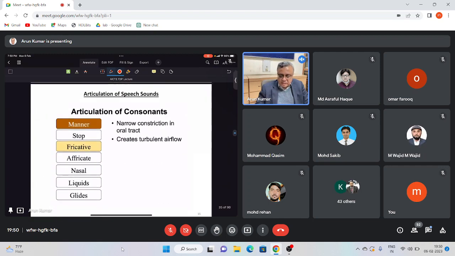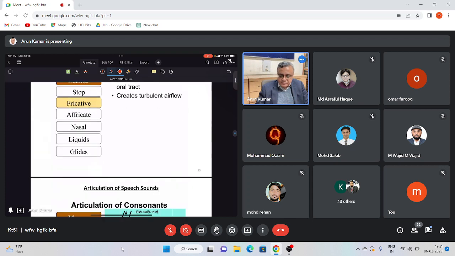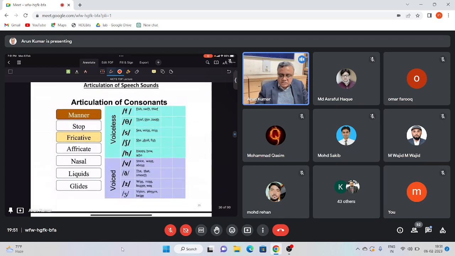Then fricative sounds are created by a narrow constriction in the vocal tract, which creates turbulent airflow. So an important characteristic of fricative sounds is the random noise-like characteristic. Now, fricative sounds can be unvoiced or voiceless, or they can be voiced. So sounds like f, th, s, sh are unvoiced fricative sounds, and as you can expect, the waveforms of these sounds are noise-like.